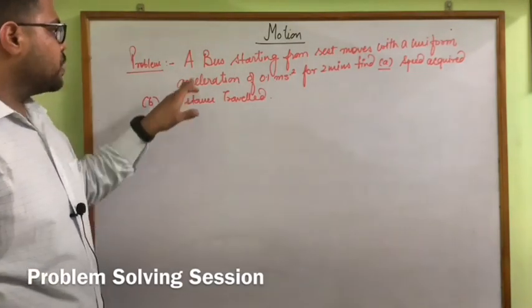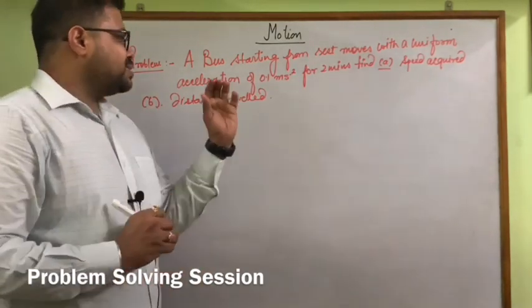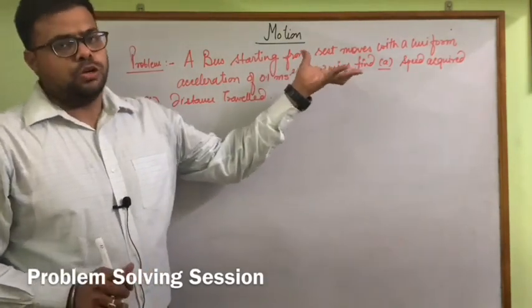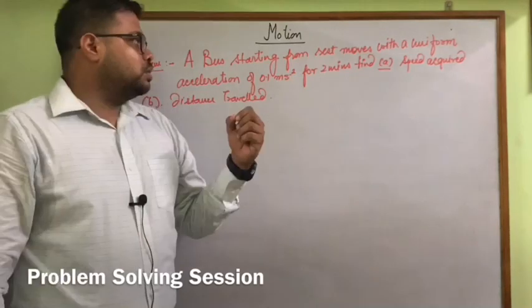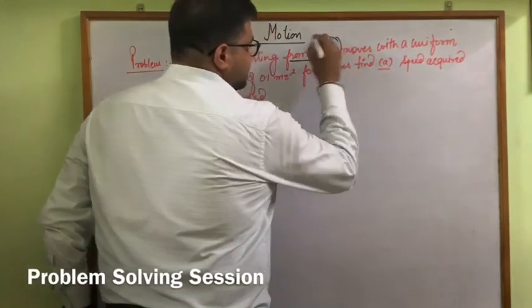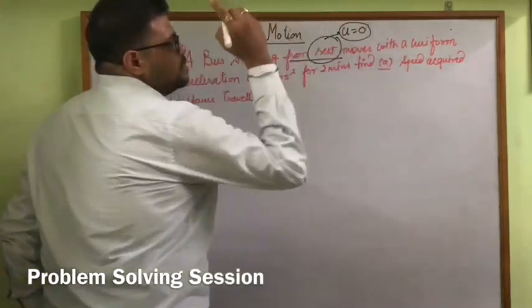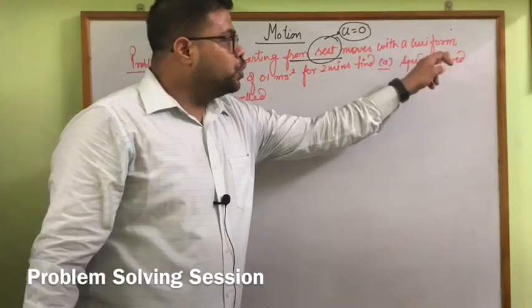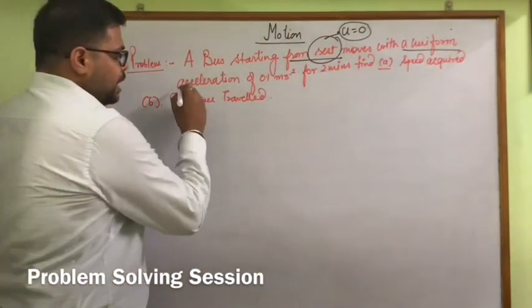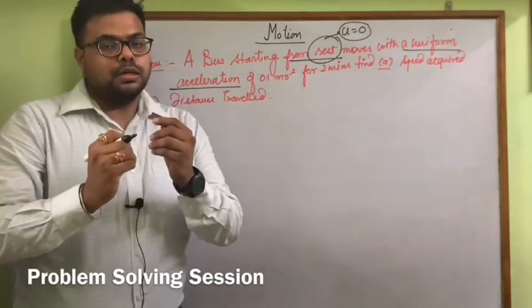So the first question: a bus is starting from rest. Please read the numerical very carefully, because all the information is already hidden in this language and we have to just find it out. A bus is starting from rest. When the question says the bus starts from rest, it is a clue or hint, meaning the initial velocity u will be 0. Moves with a uniform acceleration. I already said it is a must condition, uniform acceleration, meaning we can use the equations of motion here.